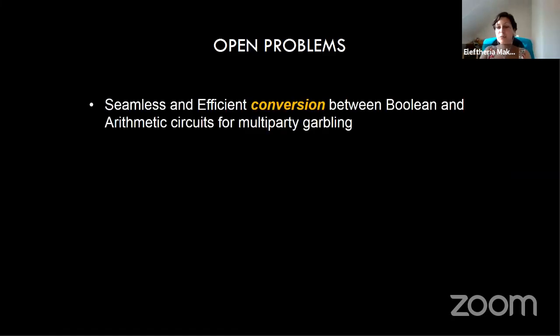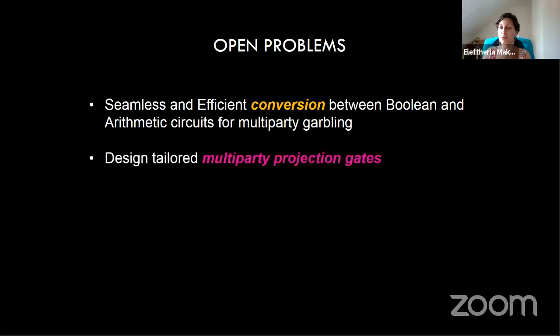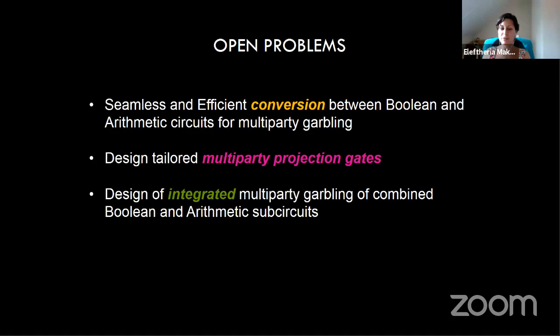So let me close with some open problems. It seems very interesting. We heard already today about neural networks. So it seems for many different problems interesting to have a conversion between Boolean and arithmetic circuits in the multi-party setting. I talked about projection gates also in the multi-party setting, but they have to be tailored, unlike the two-party setting where the constructions are more straightforward. So it would be nice to see what other functionalities we need to do with projection gates in the multi-party setting. And then it would be nice to integrate these optimizations together so that we can have circuits that combine both Boolean and arithmetic parts.